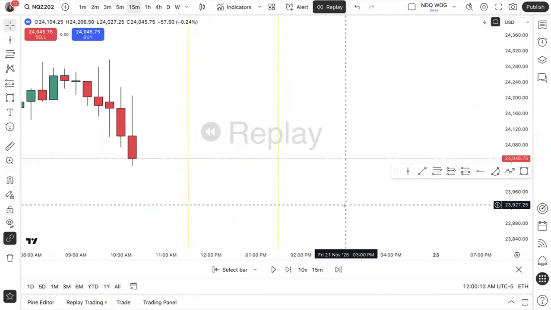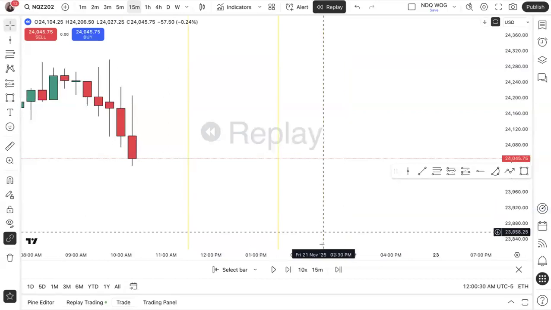I've noticed that swings play a part in providing a good range that you could use, and the market respects those ranges. So I use 11:30 to 1:30. So 11:30 to 1:30. Let's go ahead and play this out.